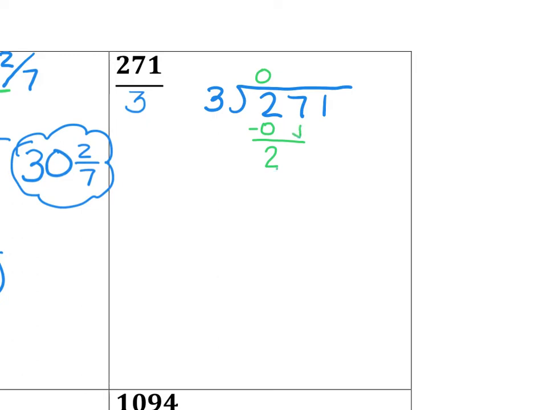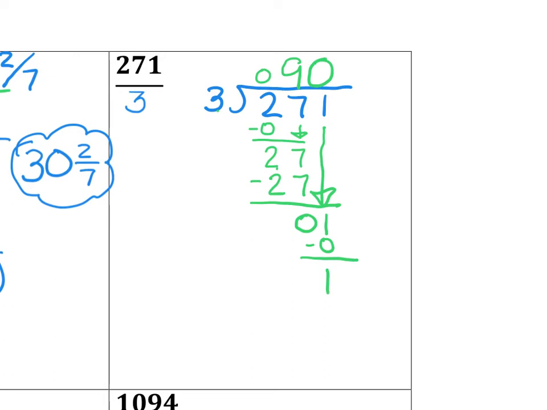I'm going to bring down the next number, which is a 7. And 3 goes into 27 9 times. 9 times 3 is 27. So when I subtract 27 minus 27, I get 0. My check step, does 3 fit into 0? Nope. And bring down. So my last number to bring down is a 1. 3 goes into 1 0 times. 0 times 3 is 0. I subtract and get 1. There's not another number to bring down.